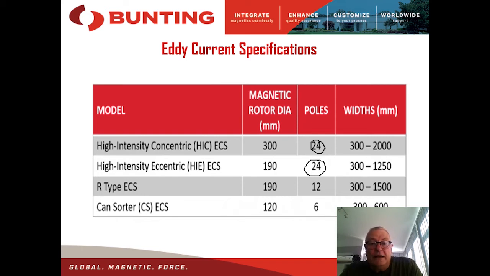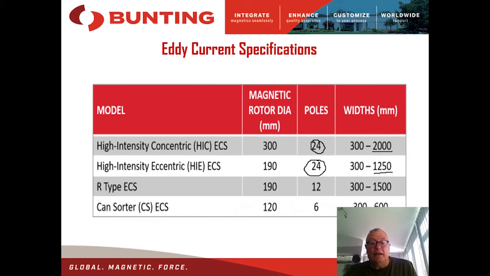As you can see, the magnetic rotor diameter in the concentrics is 300 millimeters. It's less in the eccentric. It's 190 millimeters, so about 2/3 of the total diameter. And you can see what effect that has on the maximum operational width of unit that can be produced. So we can go up to 2 meters in a concentric and about 1.25 meters in an eccentric type eddy current separator. So that's why, if a customer has a very high capacity application, often the concentric is a more sensible choice.